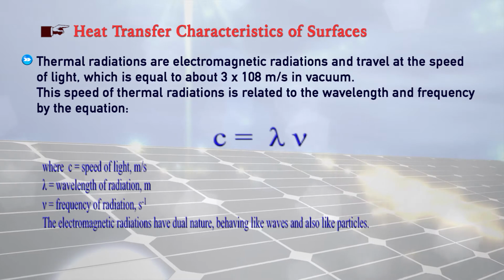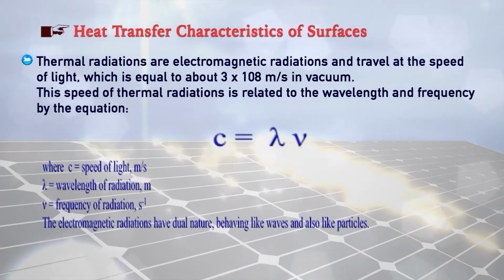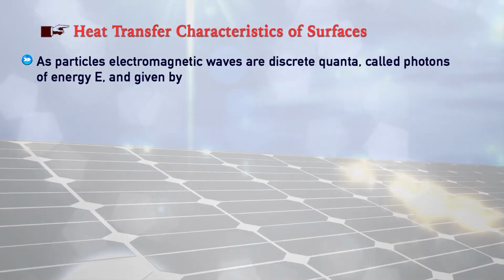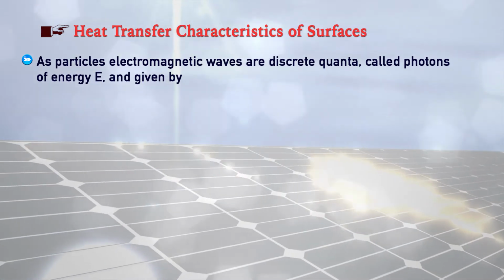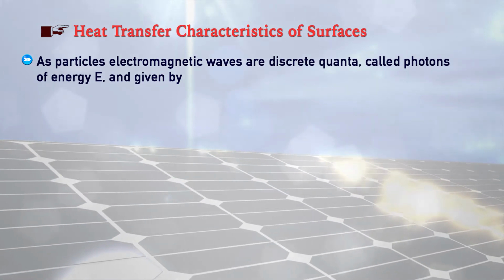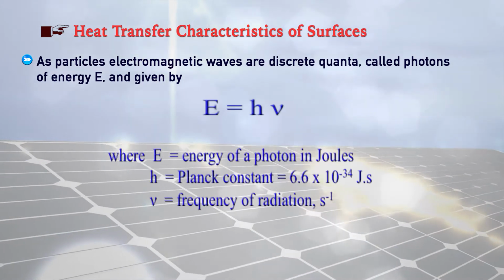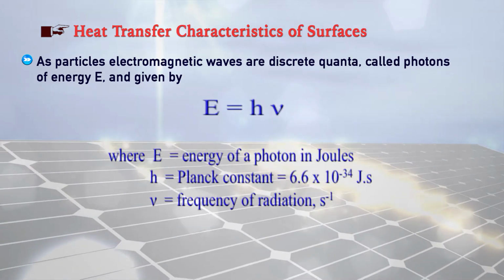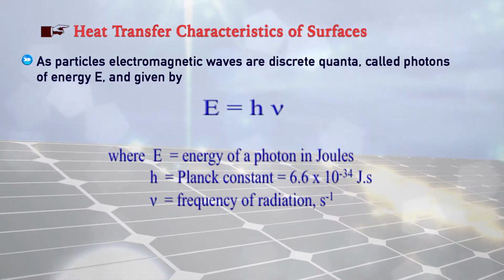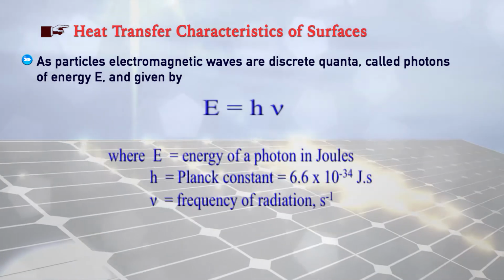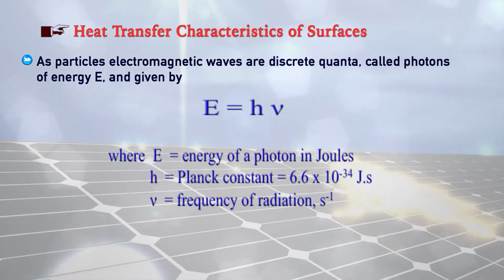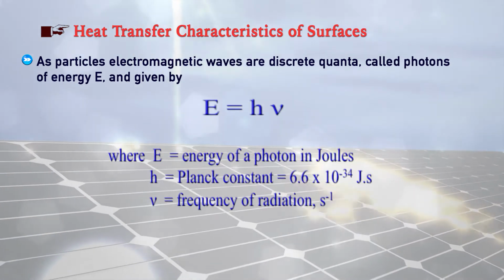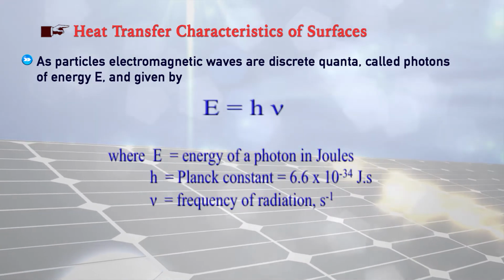The electromagnetic radiation has dual nature, behaving like waves and also like particles. As particles, electromagnetic waves are discrete quanta, called photons, of energy denoted by capital E, and it is given by E is equal to h nu, where E is the energy of a photon, measured in joules, h is the Planck constant, whose value is 6.6 into 10 to the power minus 34 joule second, and nu is the frequency of radiation.